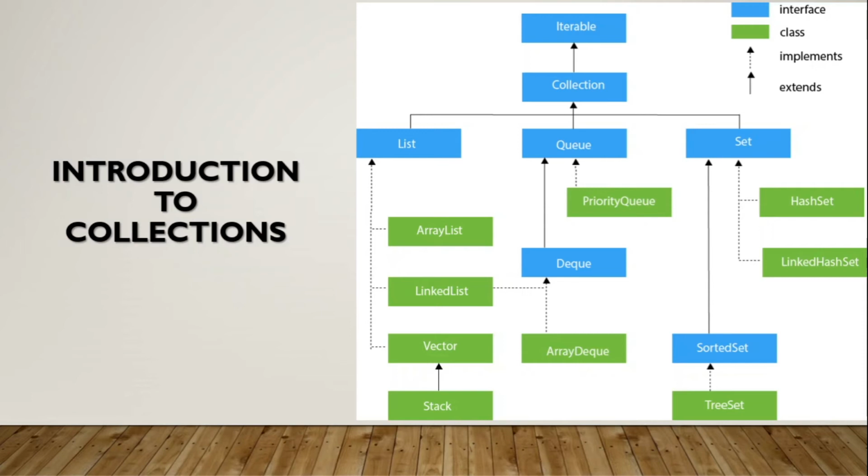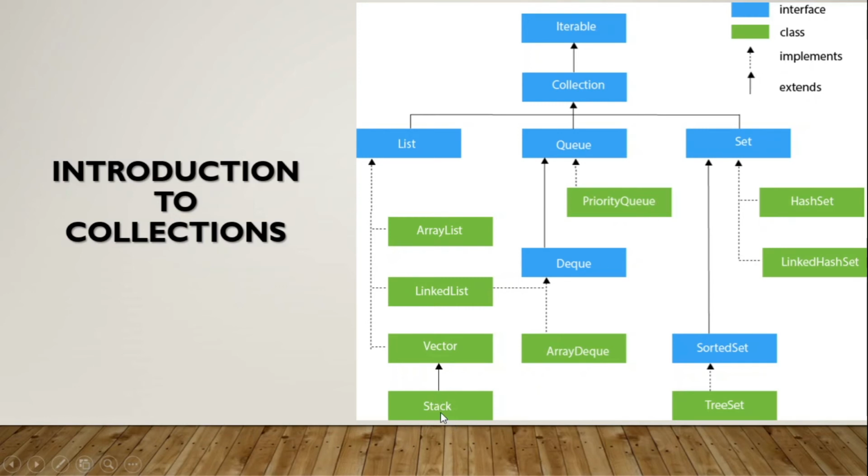The graph that you see here shows all the data structures available in Java and how they are related. You can tell here that the color blue tells you that this is an interface. Green basically means it's a class. If you have a solid arrow, that's extend. If you have dotted or dashed arrows, that's implementation.